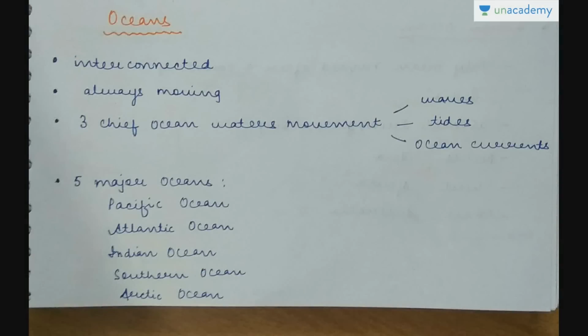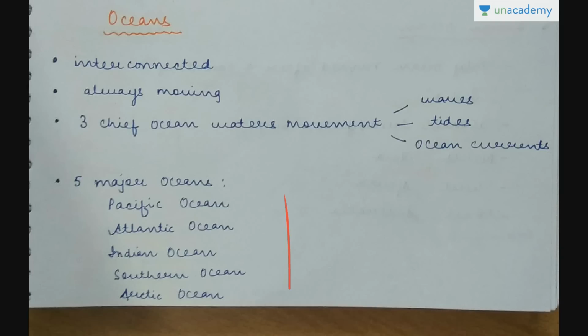Now the oceans are interconnected, I have told you, and they are always moving. So what are the types of the main water movements? We will study the details in the senior classes, in the book summaries of senior classes books. But the main water movements are waves, tides and ocean currents.